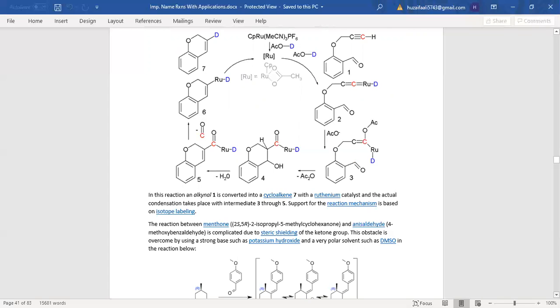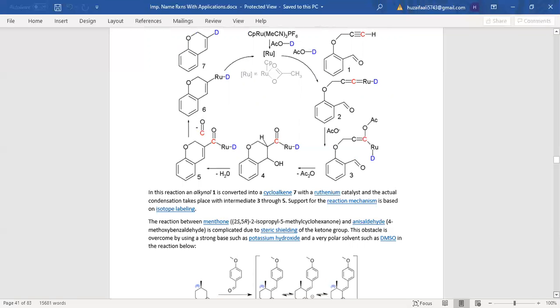The reaction between dimedone and anisaldehyde is complicated due to steric shielding of the ketone group. This obstacle is overcome by using a strong base such as potassium hydroxide and a very polar solvent such as DMSO in the Blaise reaction.